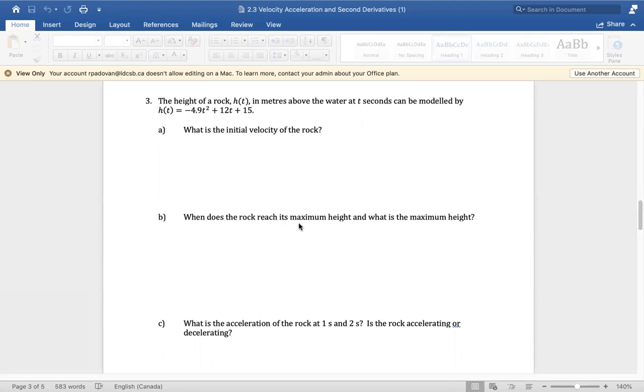When does the rock reach its maximum height? And what is the maximum height? So that would have been your vertex in grade 10, right? What's the time when it reaches the maximum height? And what is the maximum height? It's asking for the point. It's asking for both the x, the horizontal axis, and the vertical axis number, right? So this happens at the vertex.